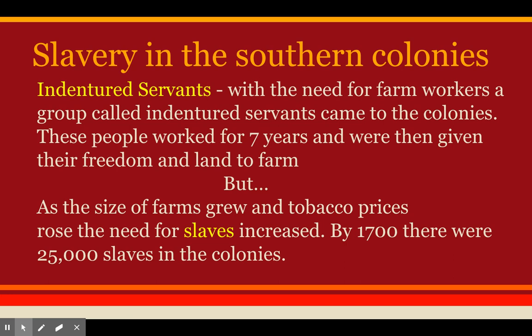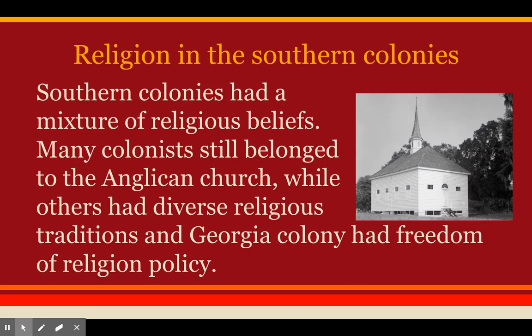But as the size of the farms grew and tobacco crop prices rose, the need for slaves is going to increase. And by the year 1700, there'll be over 25,000 slaves in the Southern colonies. Now, we also have to talk about religion in the Southern colonies. The Southern colonies are going to have a mixture of religious beliefs. Many colonists still belong to the Anglican Church or the Church of England, and others had diverse religious traditions, and even the Georgia colony had a freedom of religion policy.